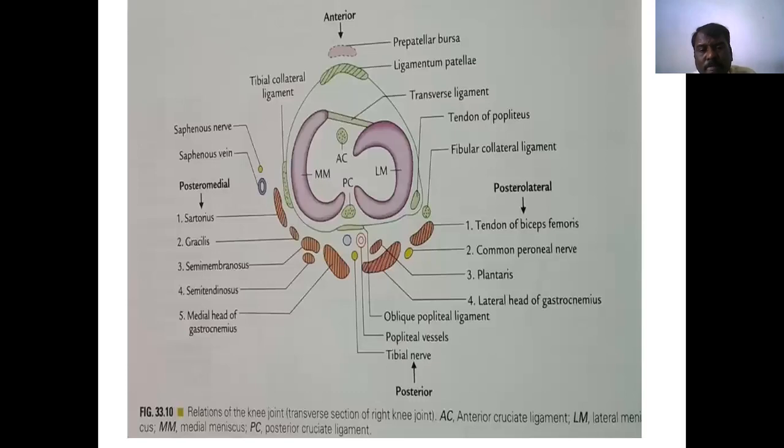So see here, we can identify anteriorly the patellar bursa and ligamentum patellae. Posteriorly, these are the neurovascular bundle, the lateral head and medial head of the gastrocnemius. On the lateral side, we can see the tendon of the biceps femoris, the fibular collateral ligament, and the tendon of the popliteus. Whereas on the medial side, we can identify the saphenous nerve, saphenous vein, and sartorius muscle. We can identify these posteromedially. These are the muscular relations to the knee joint, and the ligaments and bursas around the knee joint.